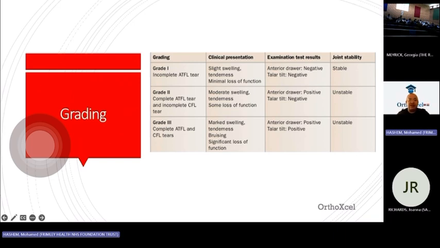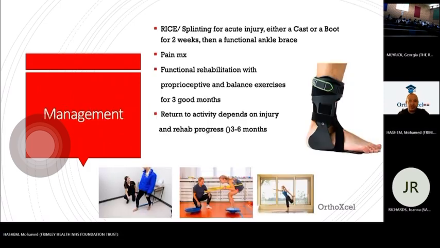But definitely grade 3, when the ATFL and CFL are both gone, the ankle becomes unstable. This patient, if you leave him, will end up with osteochondral injury if he or she doesn't have it at the moment, and will end up with post-traumatic arthritis. So this is a patient you need to operate on.